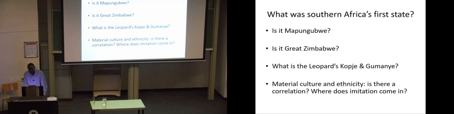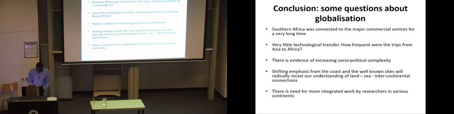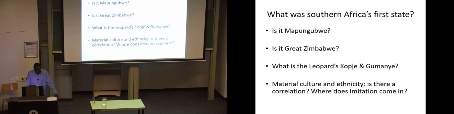What was Southern Africa's first state? Is it Mapungubwe? Is it Great Zimbabwe? And if we have multiple places associated with the leopard's kopje and associated with Gumanye, can we even have the confidence and the audacity to say that Great Zimbabwe is the first state? Can we also say that Mapungubwe is the first state when we have seen that on the landscape there are other places that also have similar features and so on?